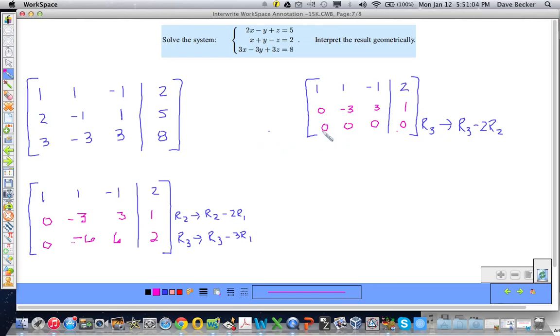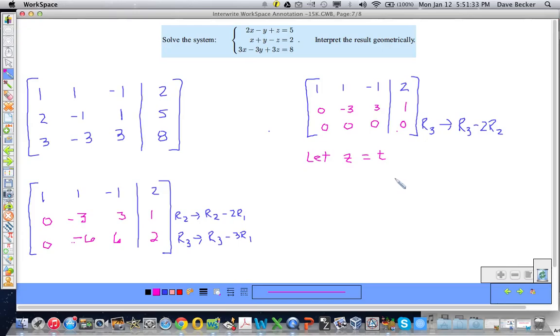Well, this is going to indicate that there are infinitely many solutions. So in order to get the nature of those solutions, we're going to let z equal t, okay? Because 0 times anything is going to be 0. So we'll let z equal t.